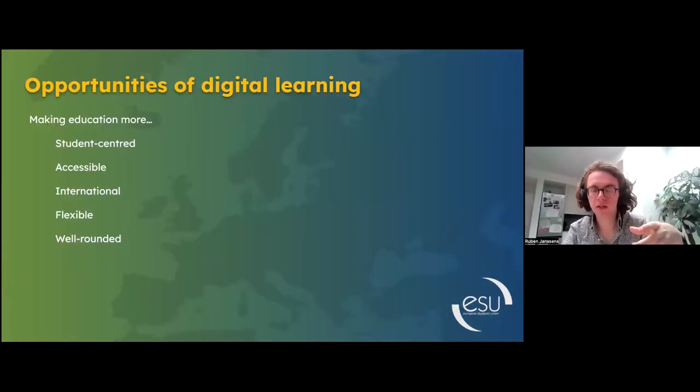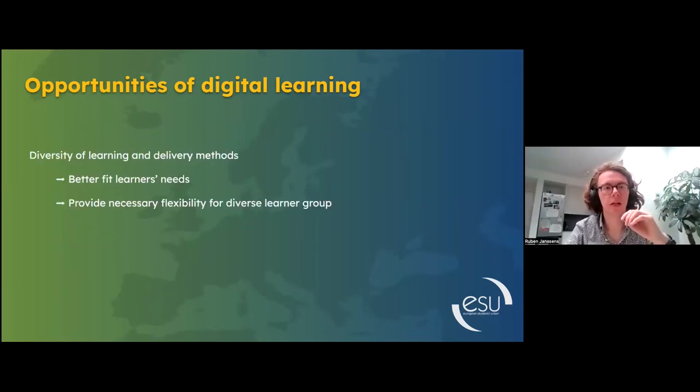So what is actually the advantage of digital learning? Well, if we use digital learning methods, we can make education more student-centered, like I said. We can also make it more accessible, more international, more flexible, and more well-rounded in general. And we can do that through offering a diversity of learning and delivery methods. Digital tools offer students multiple ways of actually achieving their learning outcomes, with lecture recordings and online learning paths and papers and other textual materials and things like this.